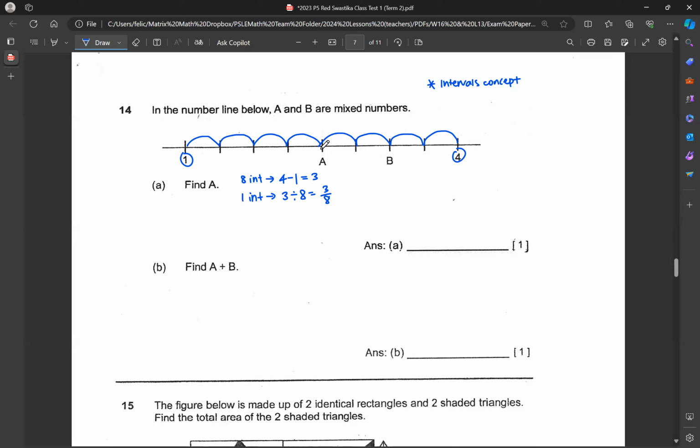So now we're going to work towards A. So to get to A, look at the starting one. From 1, you must count how many intervals to get to A. So I count 1, 2, 3, 4. 4 intervals to get to A. So we calculate what is 4 intervals first. Okay, so 3 over 8 times 4, right?